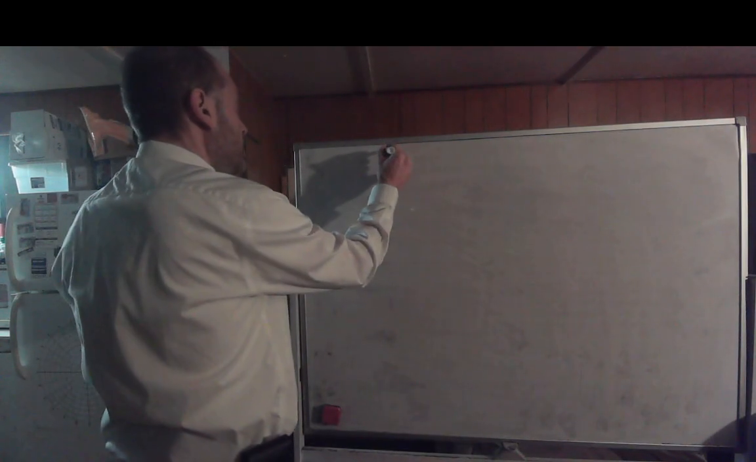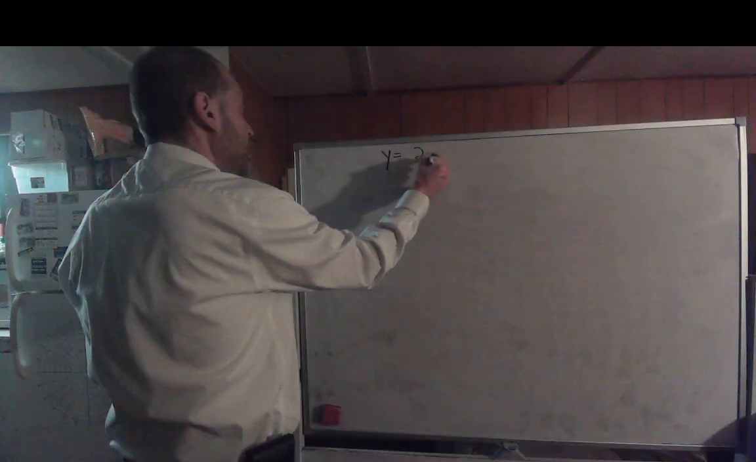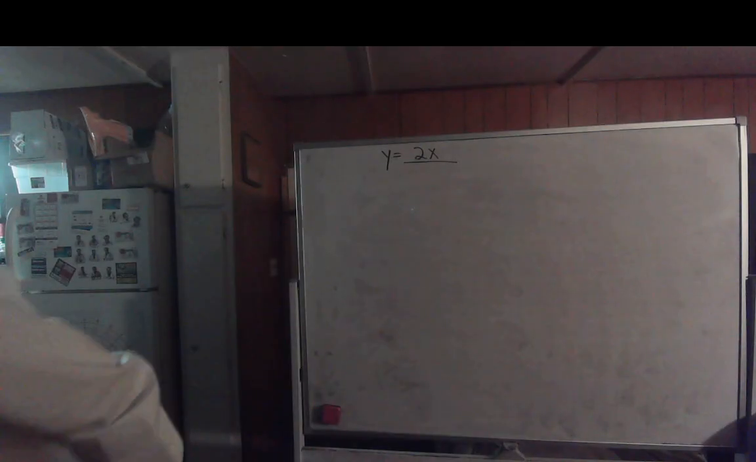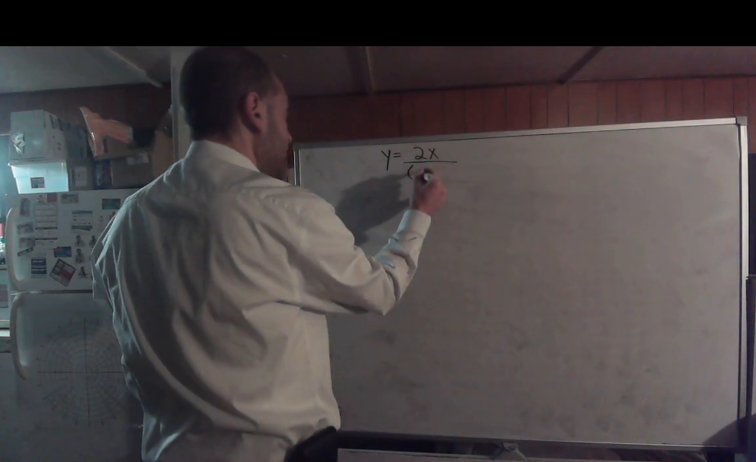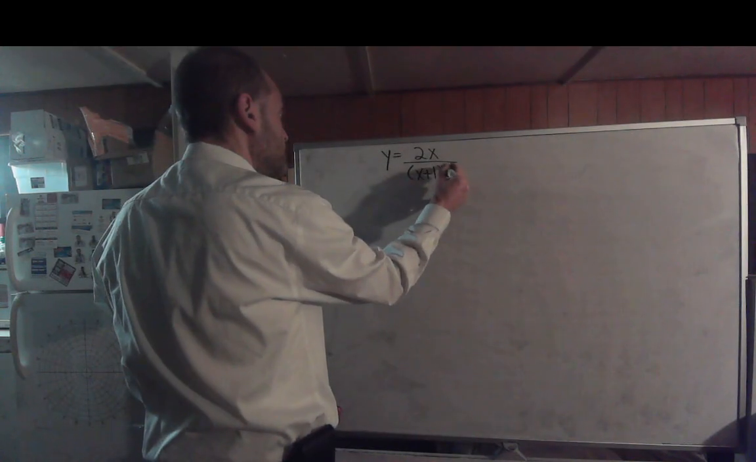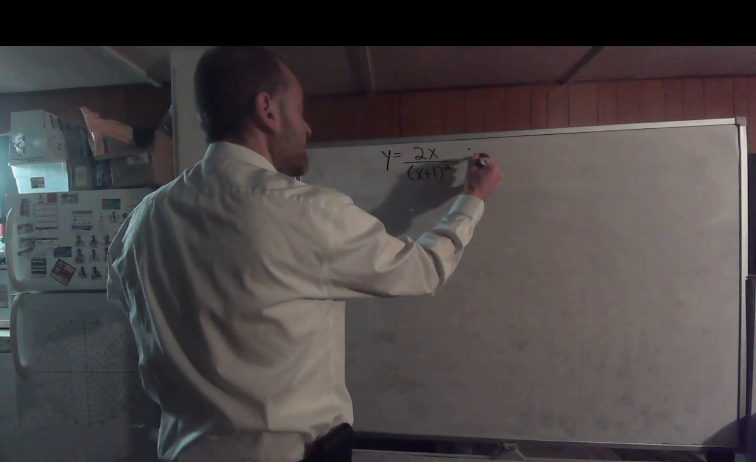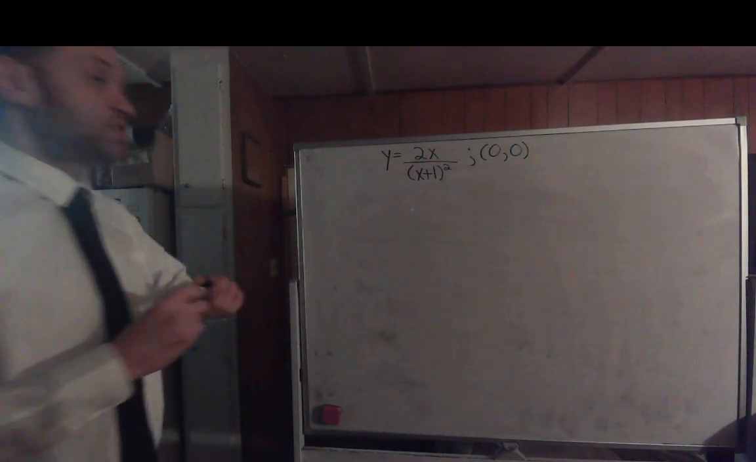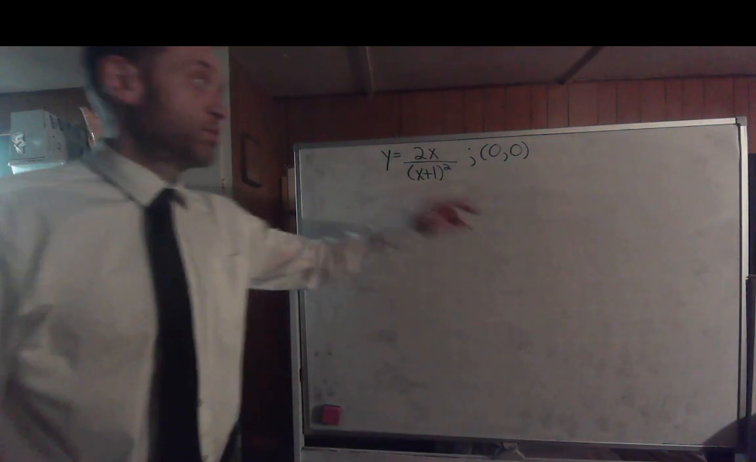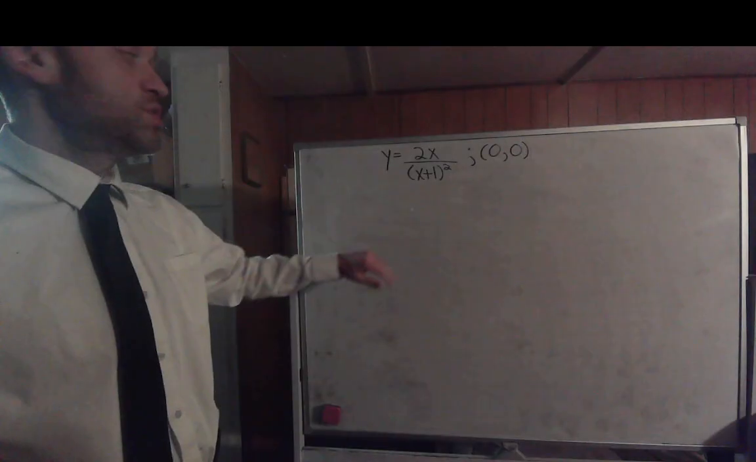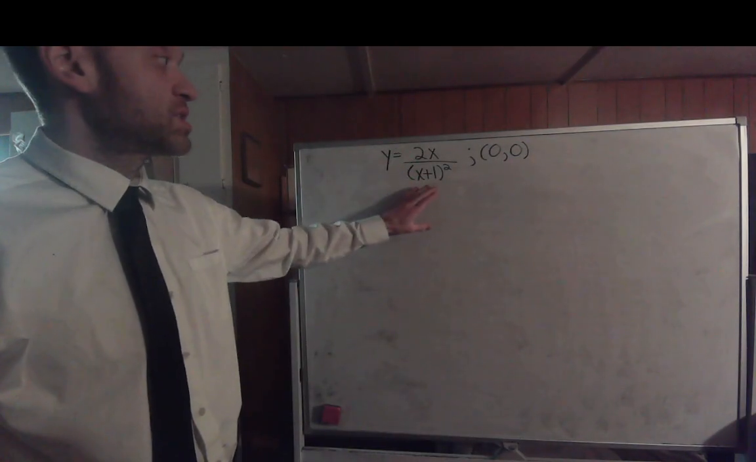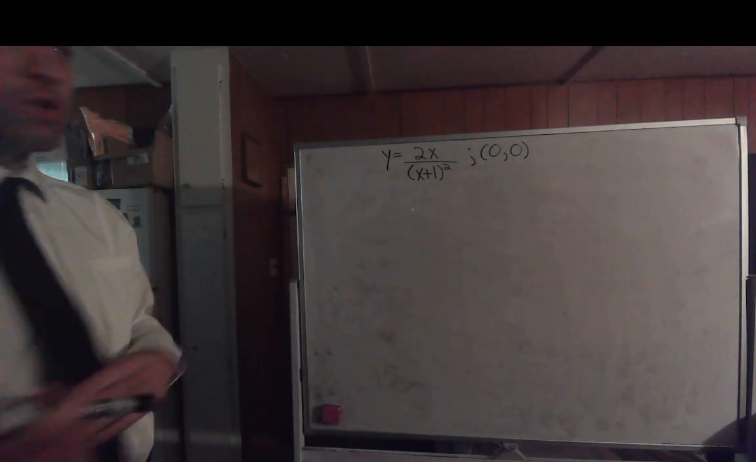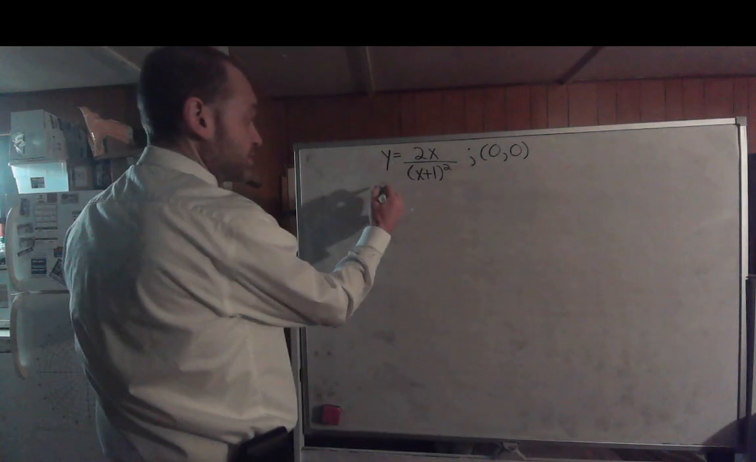So let's see, y equals 2x all over (x plus 1) quantity squared, at the point (0, 0). So we need to find the slope of the tangent line, or the instantaneous rate of change, to the curve y equals 2x all over (x plus 1) squared at the origin. So let's go ahead and set up our limit formula for the slope.